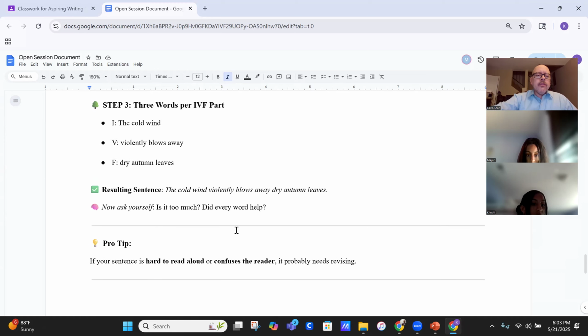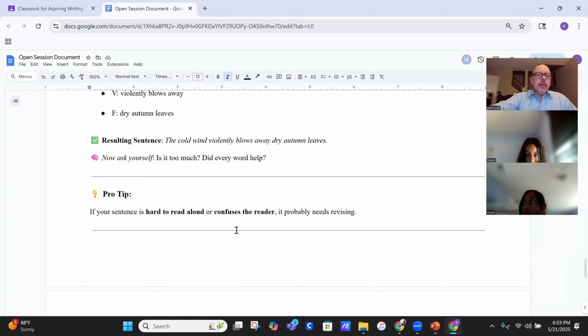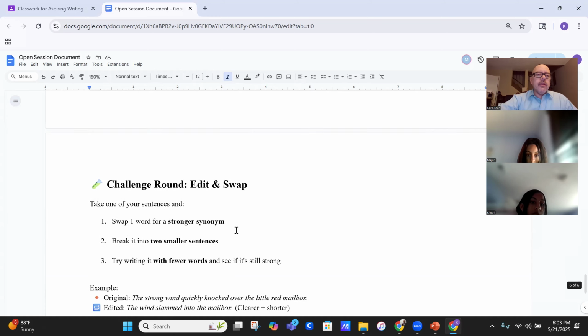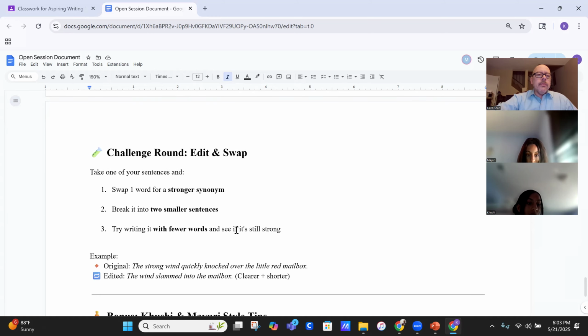So now that you see the progression here, if your sentence is hard to read aloud or confuses the reader, it probably needs revising. All right, what I'd like you to do is swap one word for a stronger synonym. You can pick any word at all, and then break it. I remember, I wanted to break it into two smaller sentences.